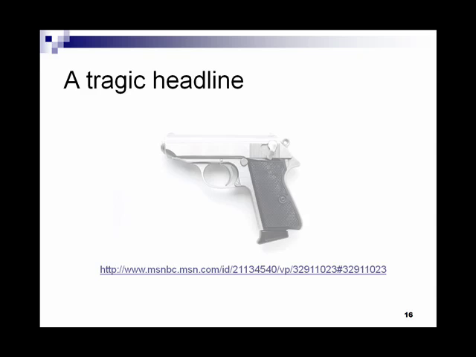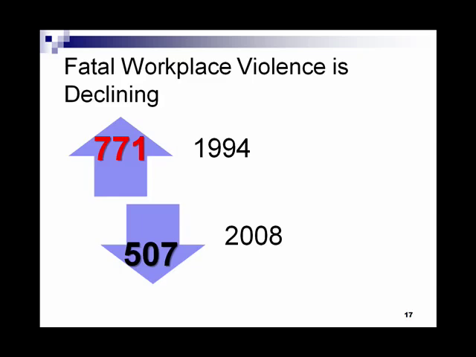And in light of the recent shootings that we just heard about at Fort Hood, we understand that workplace violence is becoming increasingly a difficult issue to deal with. In fact, let's take a look at some numbers. What we have seen is that fatal workplace violence is actually declining. In 1994, there were 771 fatal workplace deaths. In 2008, that went down to 507, a decrease of about 52%.